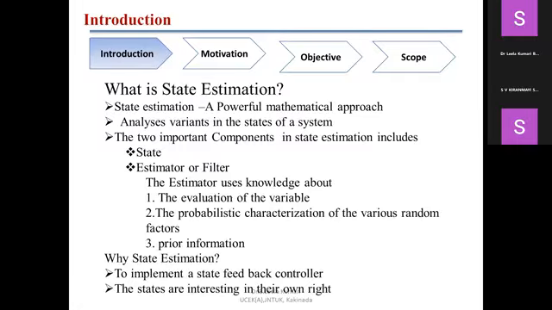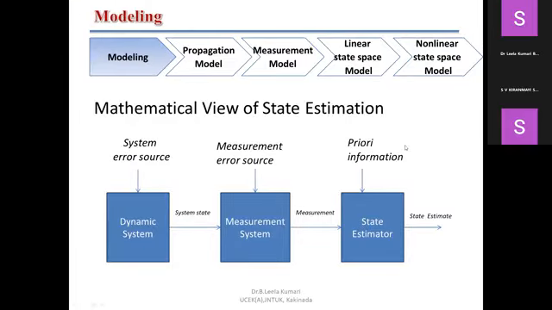The mathematical modeling of this view of state estimation is shown here. You can see the mathematical view of the state estimation. For a specific application, it comprises three modules: the dynamic system, the measurement system, and the state estimator. Here the dynamic system gives you the states of the system based on the system error source. The dynamic system means an electrical, mechanical, communication, or biomedical system, any system. It has some internal variables, which are called states. Just now we discussed for a satellite, the velocity and position. These things are the states. So the dynamic system produces states like position, velocity, temperature, voltage, concentration, all these things.